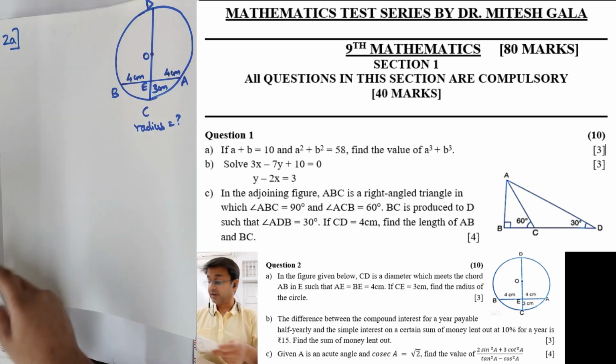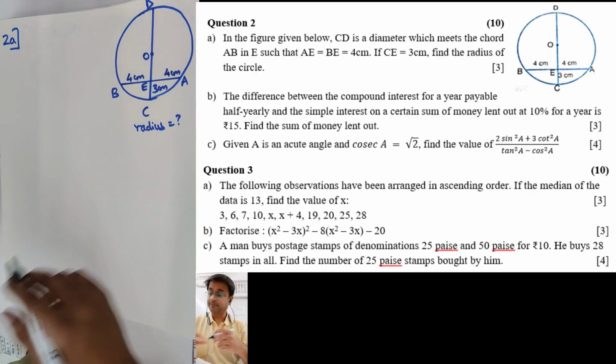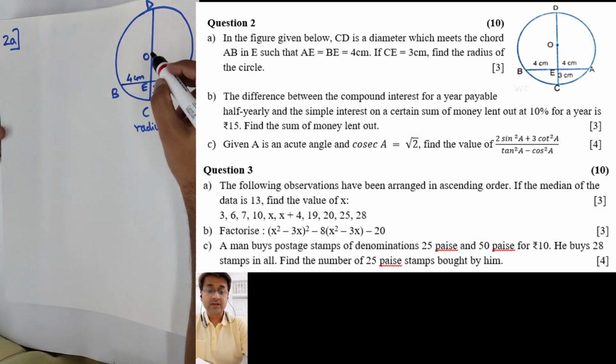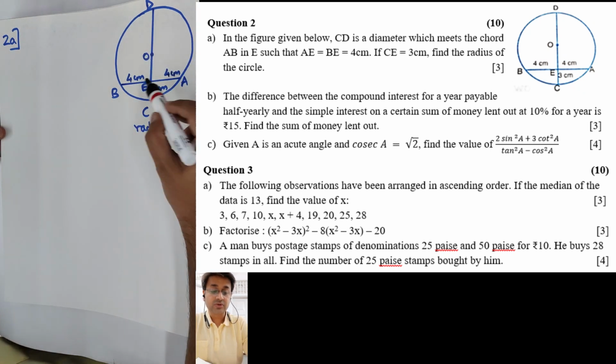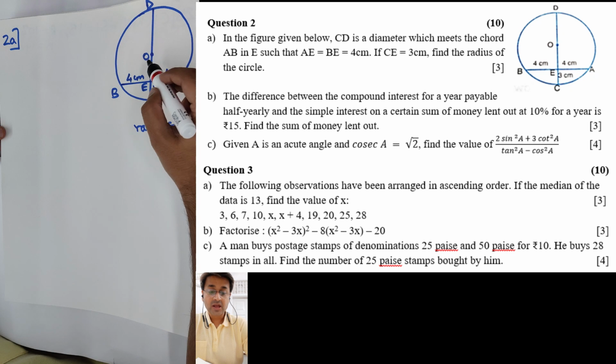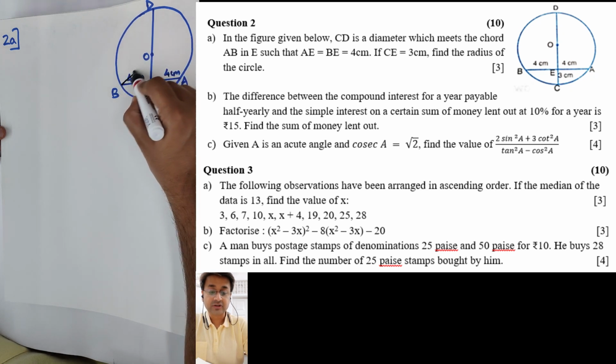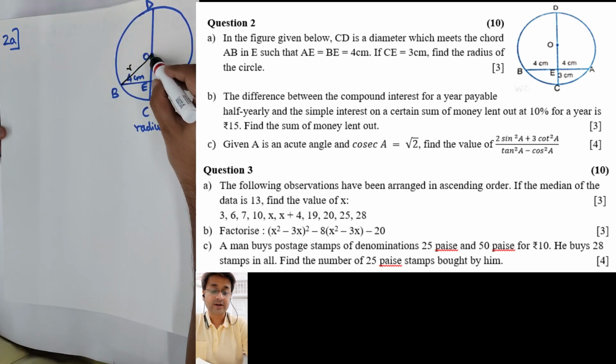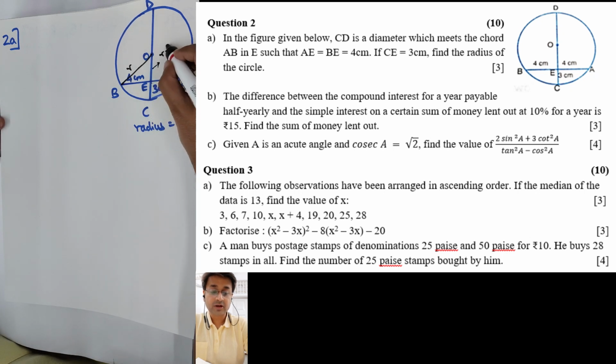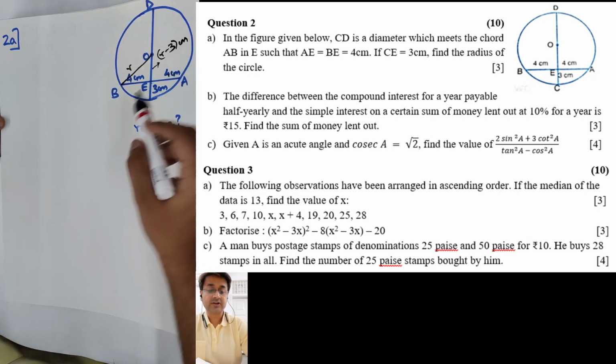I hope you got a 10 on 10 in question number 1. Moving to 2a. They say that BE equals EA, and this is 4, and this is 3. You got to find the radius of the circle. So let radius be OB as R. So OC also will be R. Therefore OE will become R minus 3 centimeters.